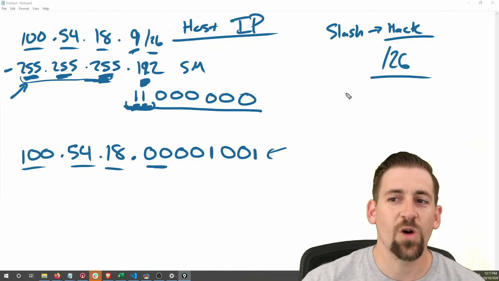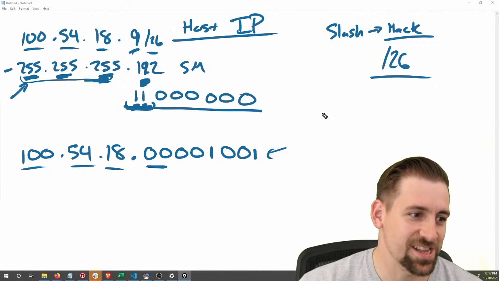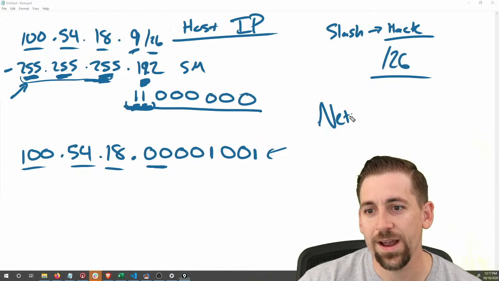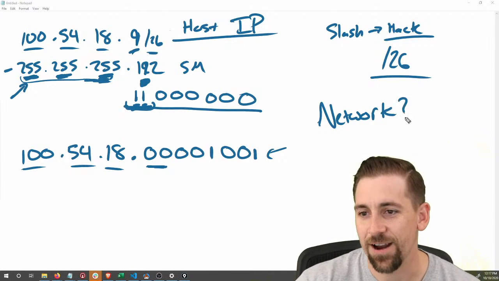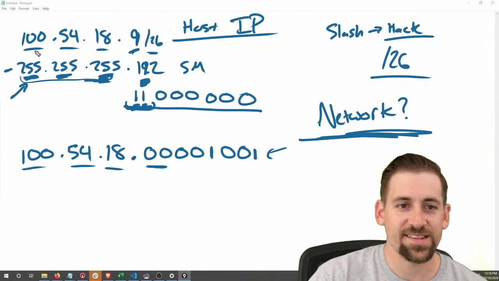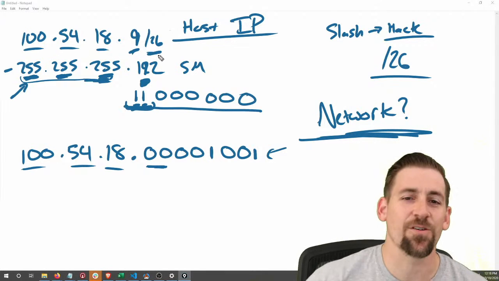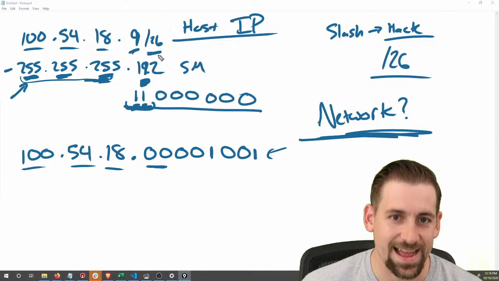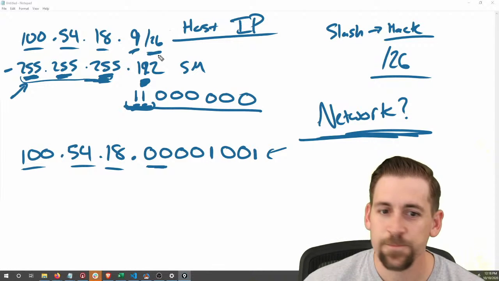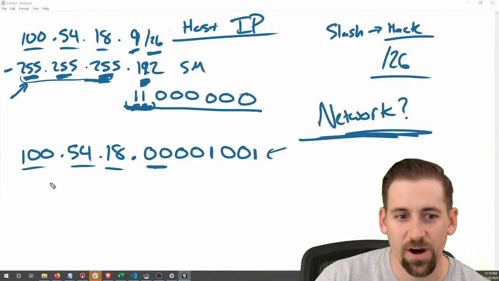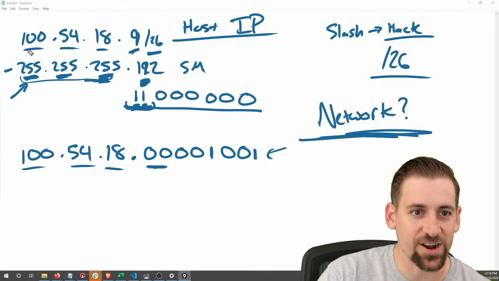So the question then, I guess I should have asked at the very beginning of this example, is what network am I on, right? If this is my host IP and this is the network, and this is the subnet mask of the network, the slash notation for the subnet mask, then what network am I on? Well, I'm on the 100.54.18, we agree, right?